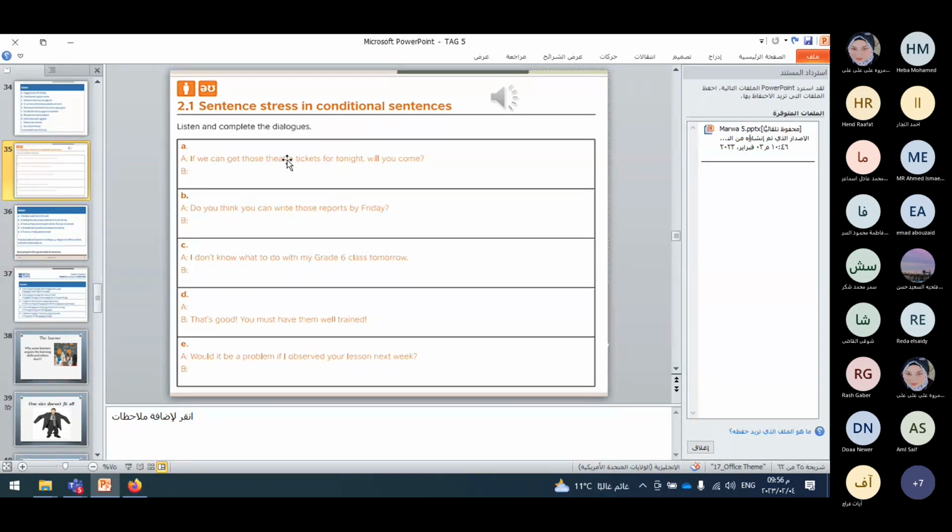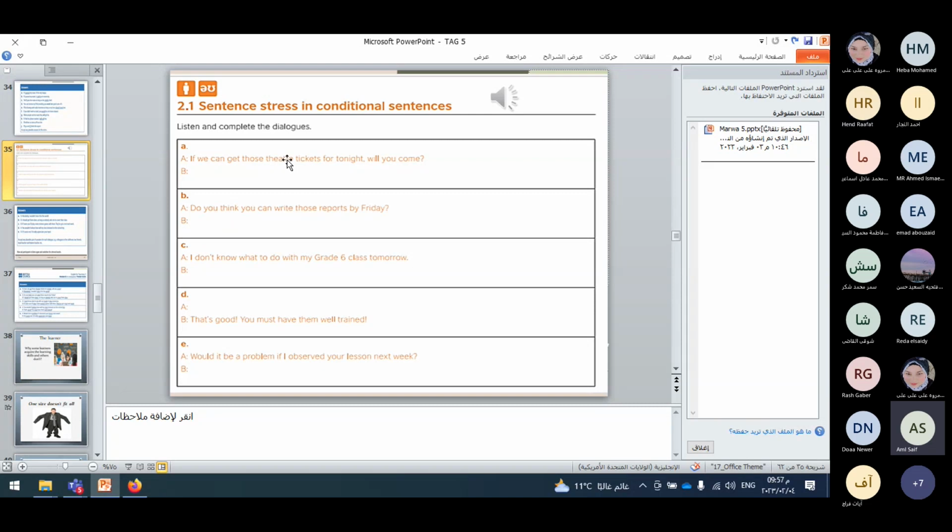Conversation C, speaker A. I don't know what to do with my grade 6 class tomorrow. I'll say it again. I don't know what to do with my grade 6 class tomorrow. Don't, do, tomorrow. Last, do, last tomorrow. Don't, do. Yes, these two are correct.